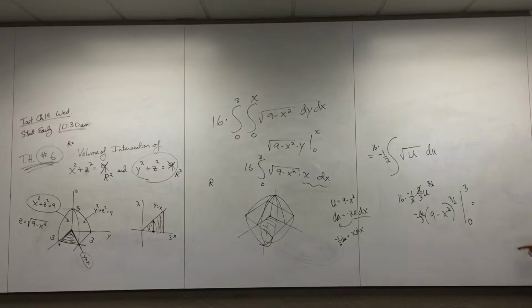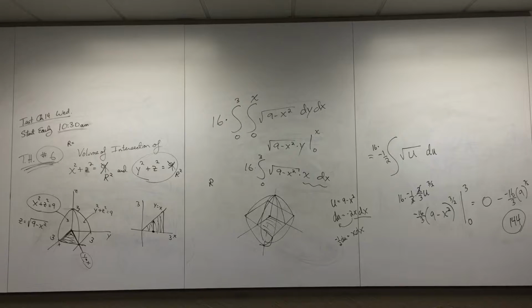Here comes the good part. When you plug in the 3, you get a 0. When you plug in the 0, you get a negative, but it's subtracting a negative, 16/3. When you plug in the 0, you get 9 to the 3/2. But that 9 is, hang on, that's the square root of 9 cubed. The square root of 9 is a 3. When you cube it, it's 27. And then it's over this 3, which makes it a 9. So I think this is 144.